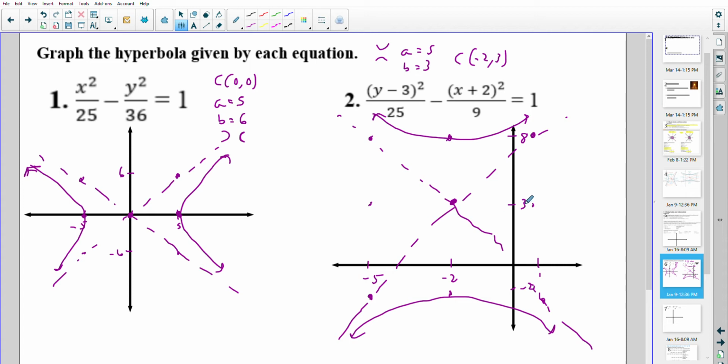Now, if you wanted an equation for this asymptote, you would know that you're going to have a slope, and the slope is going to be the change in y over change in x. So the change in y is going to go from 8 to -2, or that's going to be 10, and the change in x is going to be from -5 to 1, so it's going to be 6. So it's going to be 10 over 6. That's the slope of this line, and you can get the point of that too, which is actually the center. The center is -2, 3.